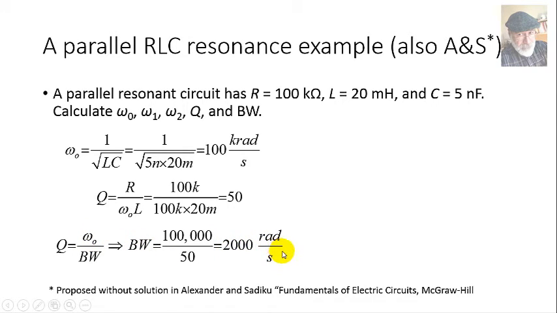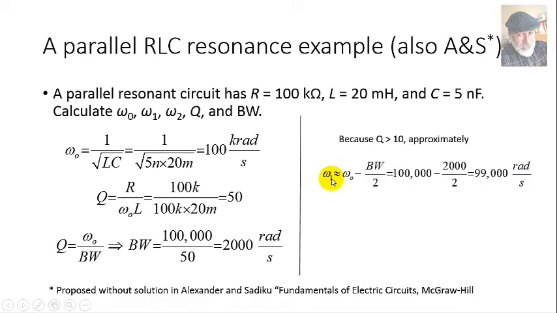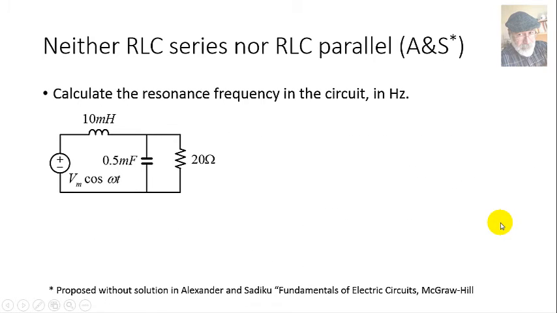2000 radians per second. And then omega 1 is going to be 1000 radians per second below, and the other 1000 above the resonant frequency. Because Q is greater than 10, we can approximate omega 1 as being 1000 below 100K, that is 99 kiloradians per second, and omega 2 is 1000 radians per second above the resonant frequency, 101 kiloradians per second. And that is that.